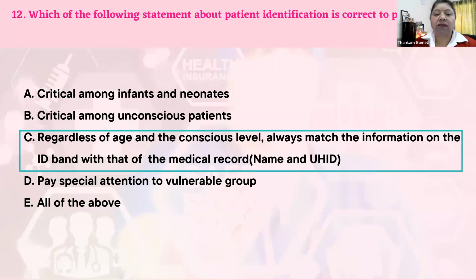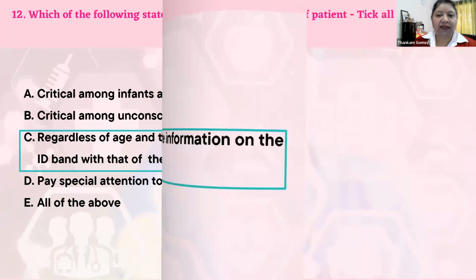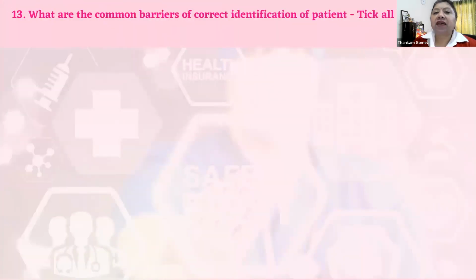I would say it doesn't matter. Who is the patient? What is the patient age? What is the conscious level? Just always practice matching the name and UHID of your patient with that of the medical record, because medical record is what you are using to carry out orders, to give the medications, do procedures, send the patient somewhere, MRI, CT scan, ultrasound. So it doesn't matter. So if you follow the same safe practice each and every time, you can definitely avoid this mistake, right?